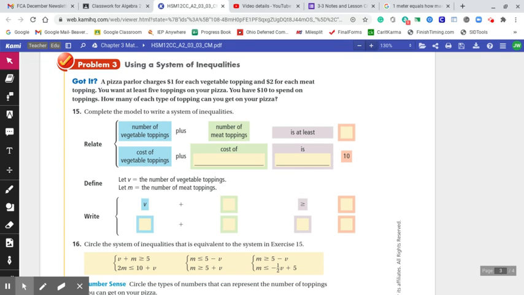So here's video two. We're going to finish the notes on 3-3, System of Inequalities. And these are pizza toppings. And this is just a real life example to show how you can do this with pizza toppings.